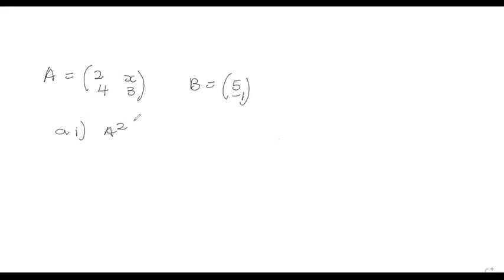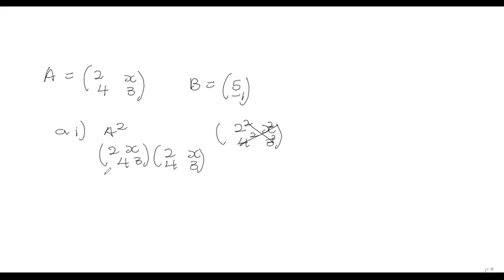A squared. And a common mistake, what most learners will do, they will say 2, 4, x, 3, and they would want to square each number. This is a common mistake and it's very wrong. When we are saying A squared, we mean the matrix 2, 4, x, 3 multiplied by 2, 4, x, 3.